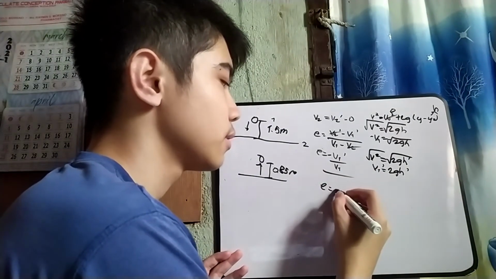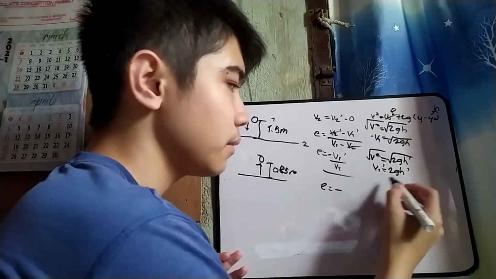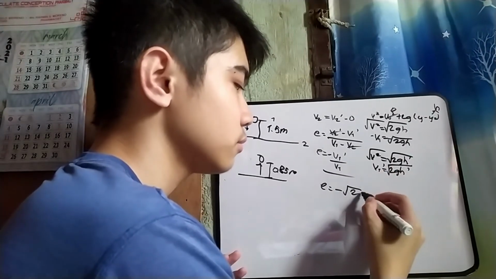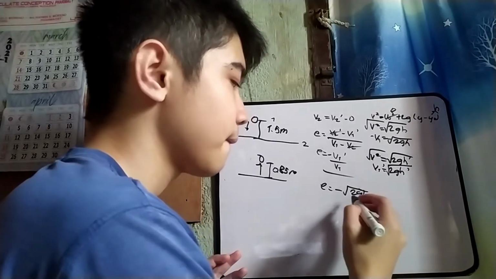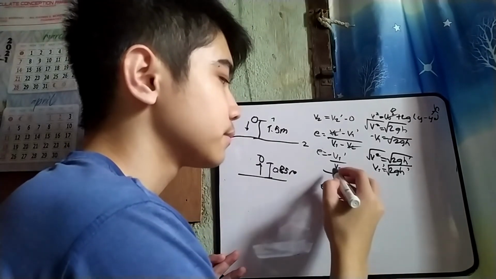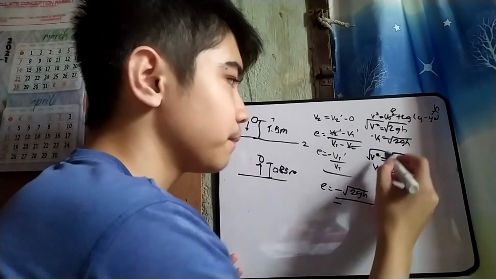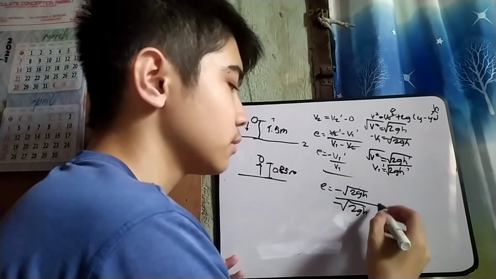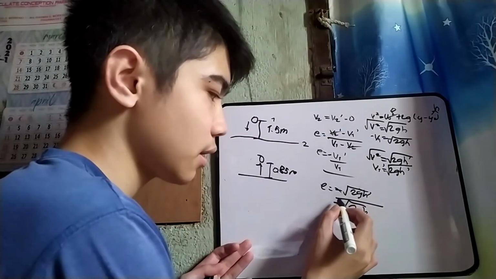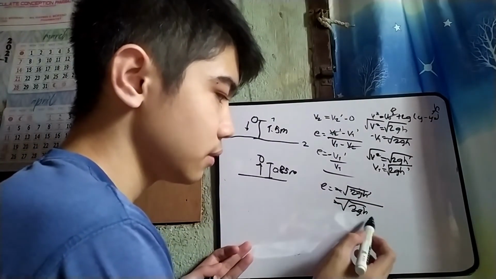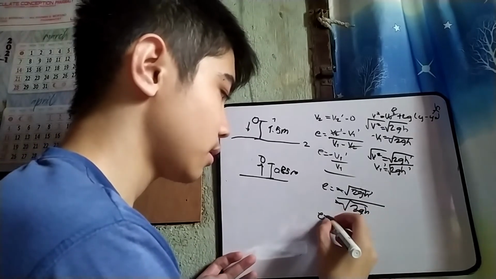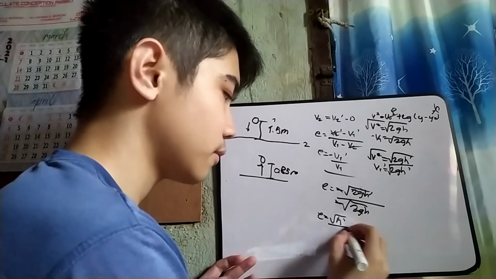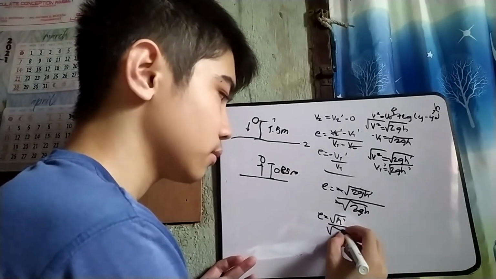e is equals to negative yung V1 prime, square root, ito pala may square root pala to, 2gh prime, over negative square root 2gh. Pwede na natin cancel yung negative 2g. Then matitira square root of h prime over square root of h.